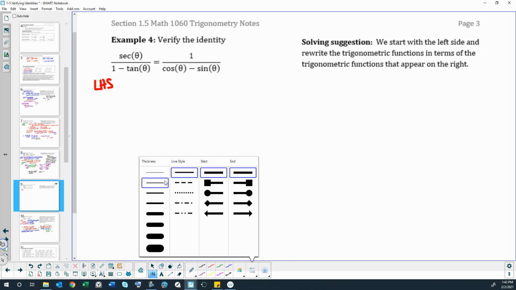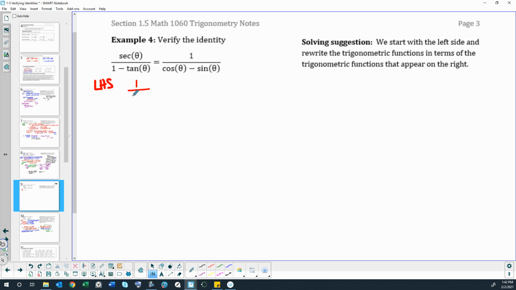I'm going to reduce my ink width a little bit here. Okay, so secant would be 1 over cosine. And then 1 minus tangent would be sine over cosine. All right, we've used some identities. We've substituted those in there, right? So maybe make a note, sub, it's the reciprocal and quotient identities, right?